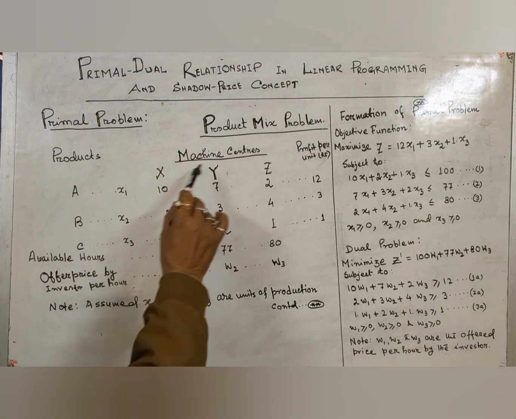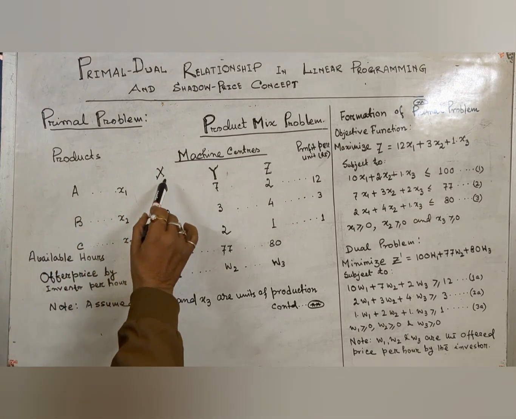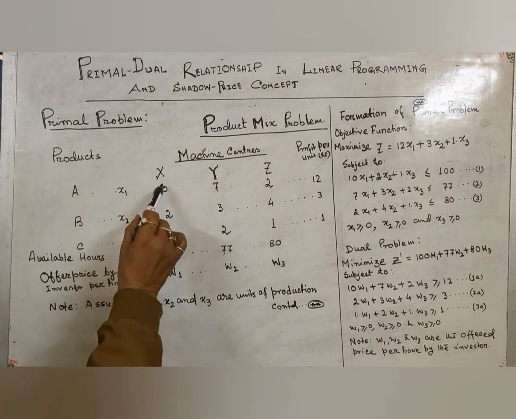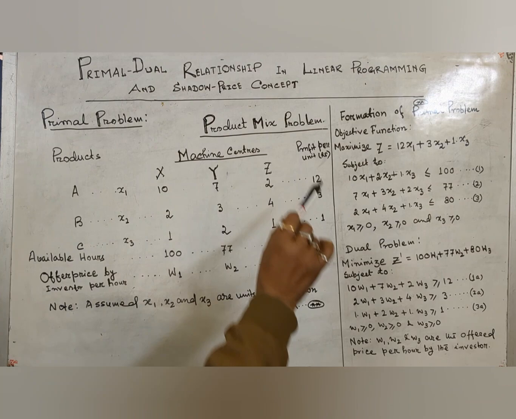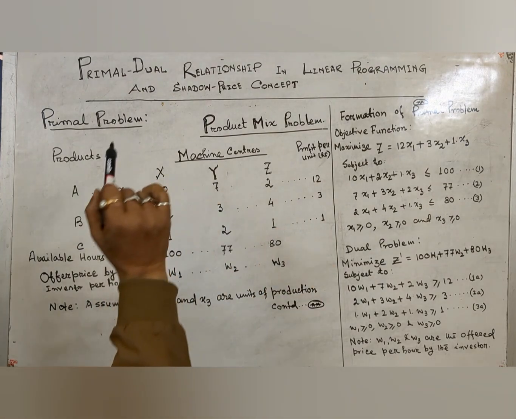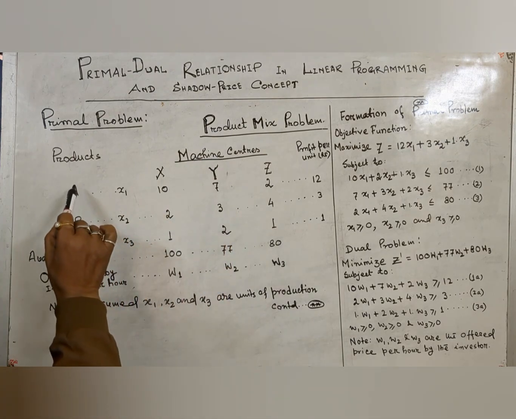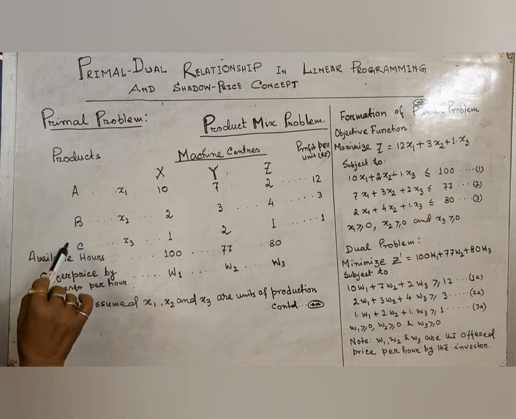Suppose the production centers, the machine centers, consist of three centers X, Y, and Z. It may be, say, grinding, polishing, finishing. After passing through these three centers, the finished product will be produced. The manufacturer is producing three products, say the names are A, B, and C.